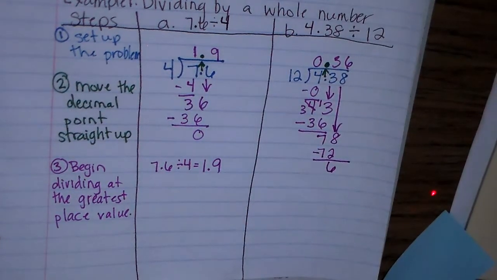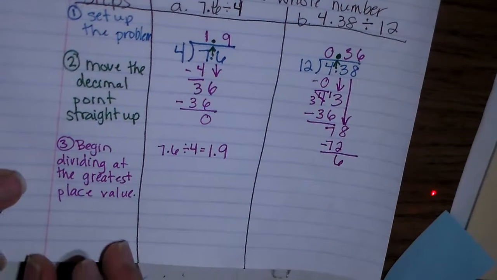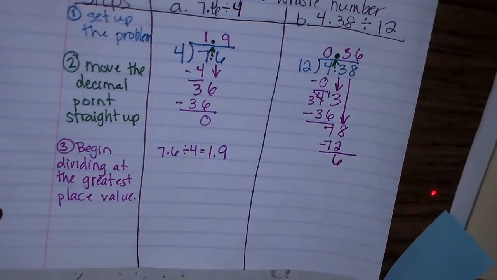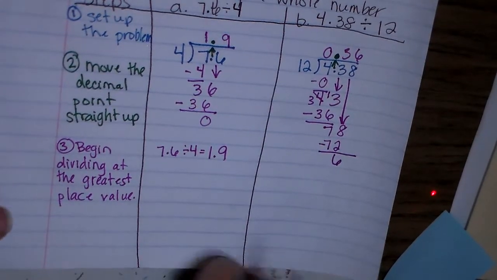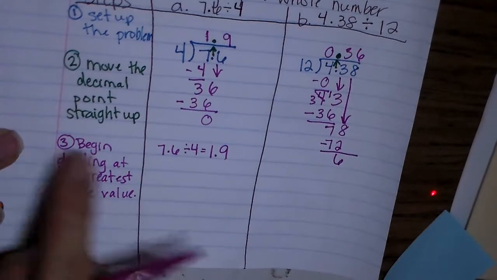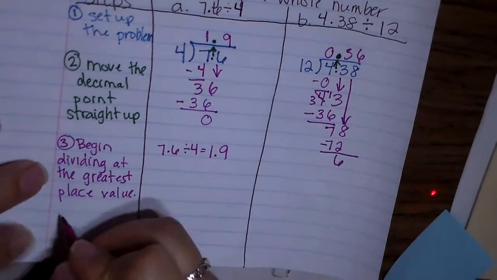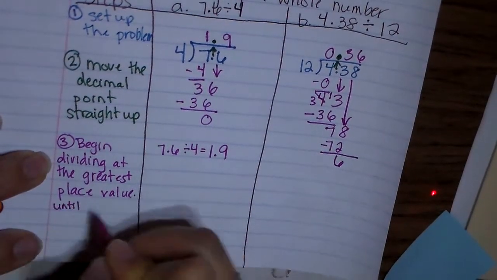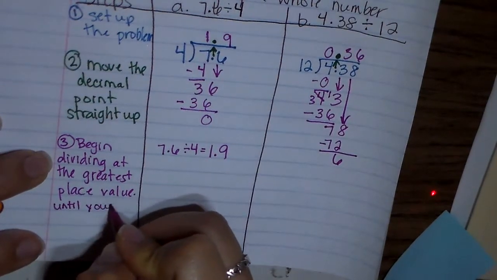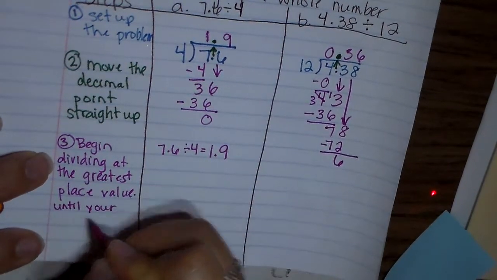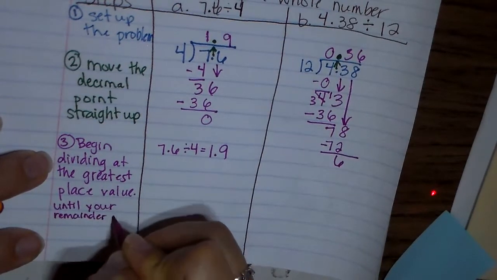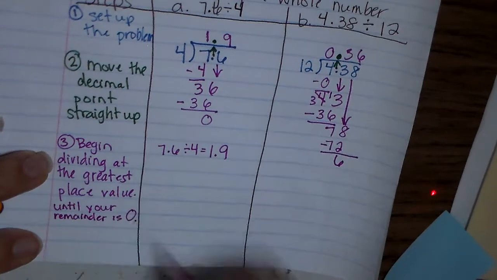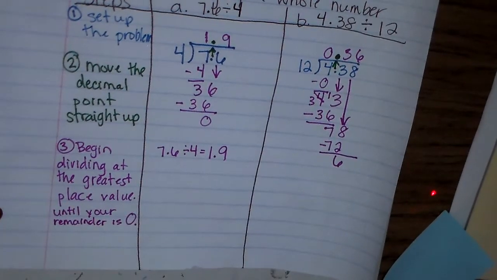Now, that's a big problem for me because I can't have a remainder when I am doing decimals. I want my remainder to always be 0. So we're going to add one more step to our notes because step 3, begin dividing at the greatest place value, we should say until you have a remainder of 0. So please add that to your notes. Okay, so we're going to add one more step.